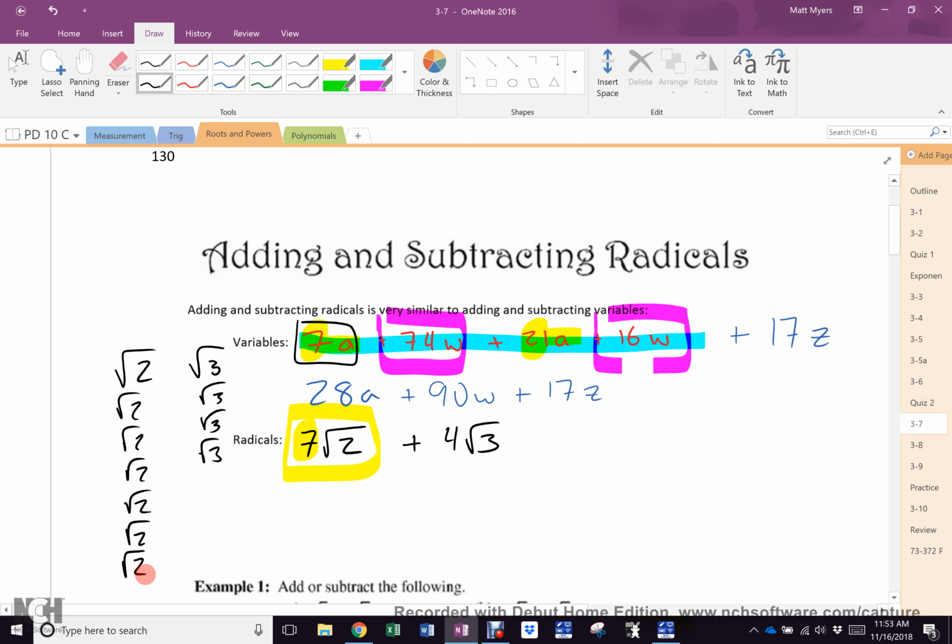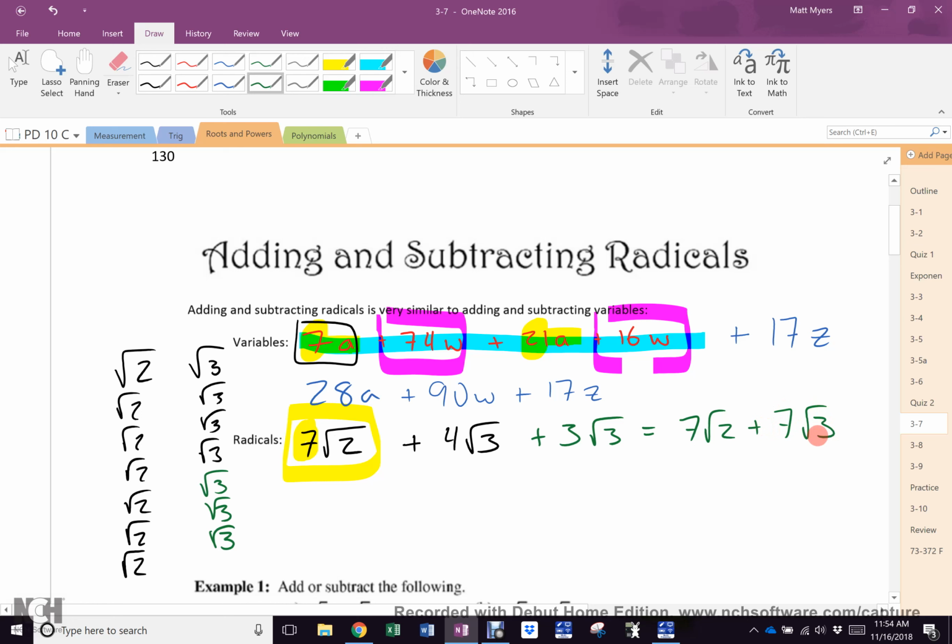Agreed? Is root 3 the same as root 2? No, of course not. So can I add them together? No. What if I brought along to the party 3 more root 3s? What would I write? 3 more root 3s. For an answer of what? 7 root 2s and 7 root 3s.